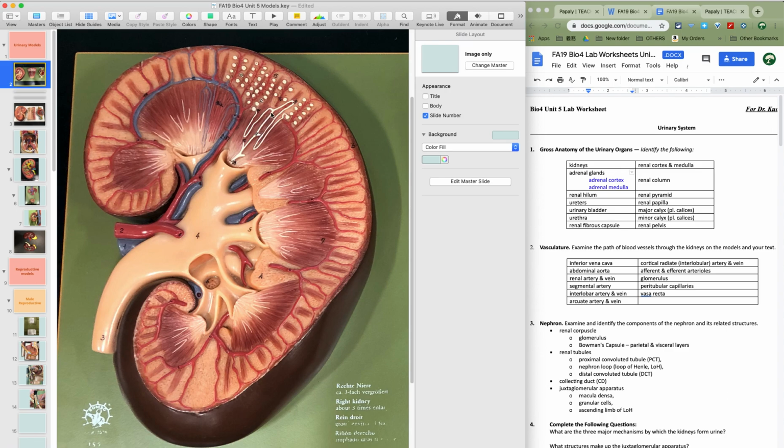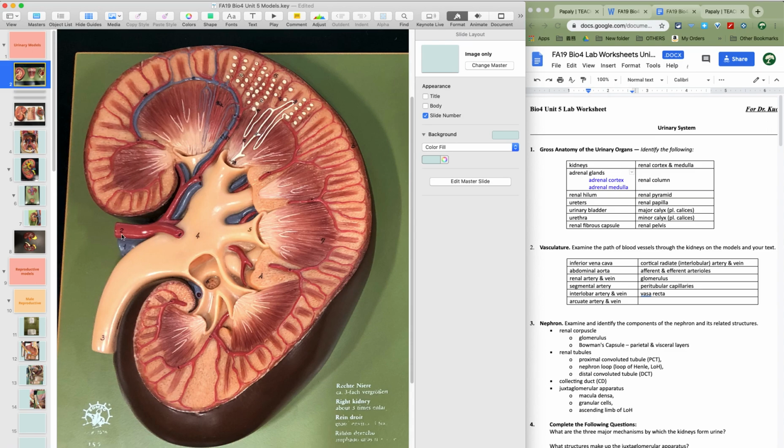Here you can see that collecting duct, but the collecting duct is really partially in the cortex, and the rest of it extends into the medulla. And then it drains into the renal papilla and then the minor calyx.